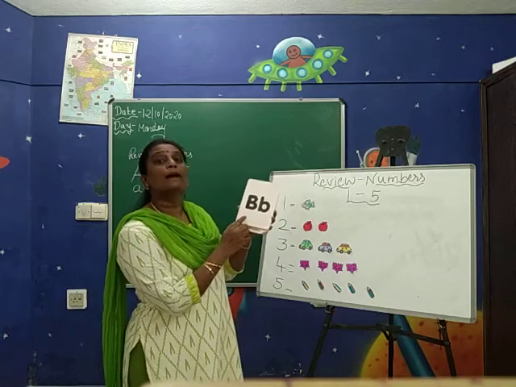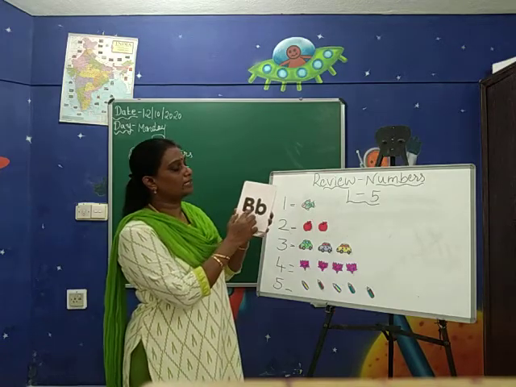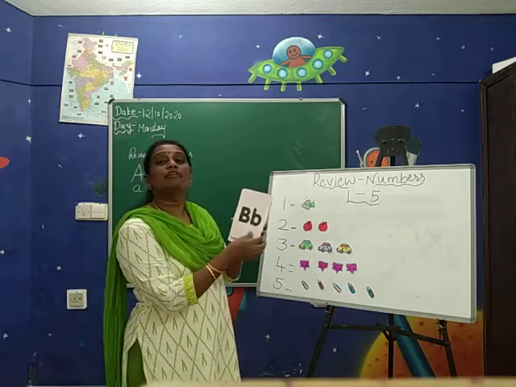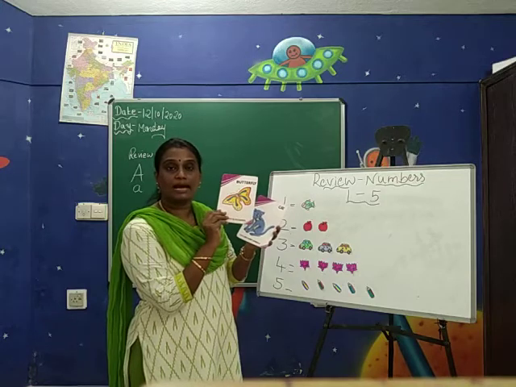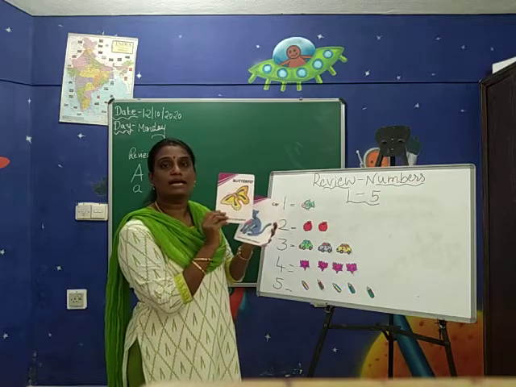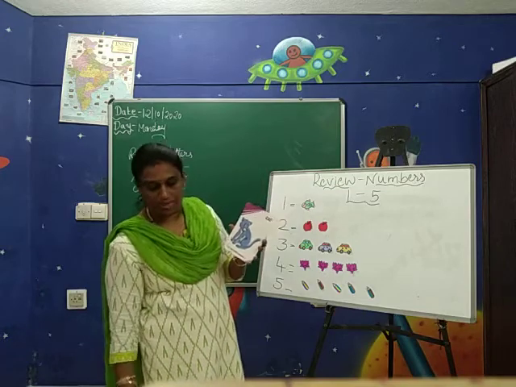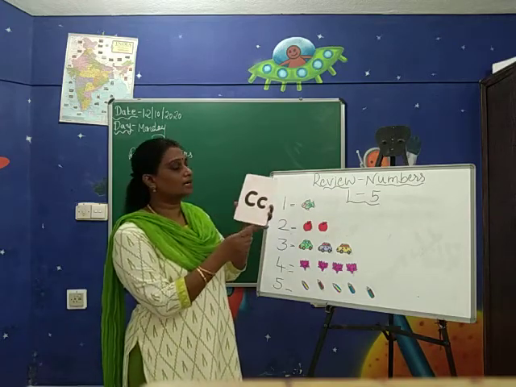Yes, that is the B letter. This is big letter B. This is small letter B. Big letter B, small letter B. B for what? Butterfly. B for butterfly. B says ba. Yes, very good children. After B, which letter will come?